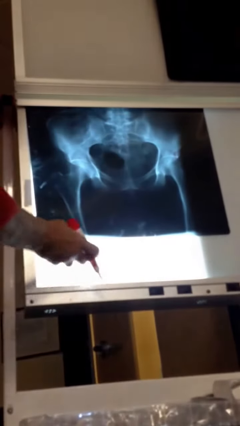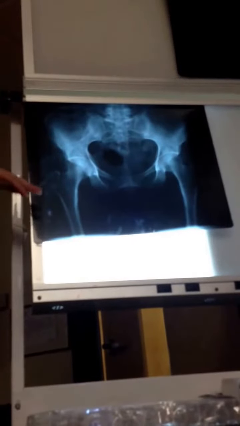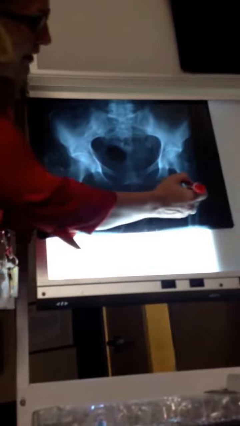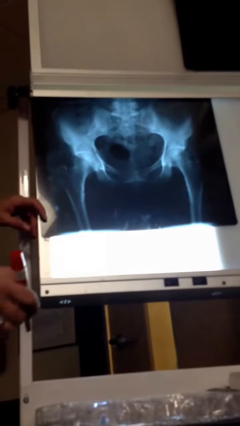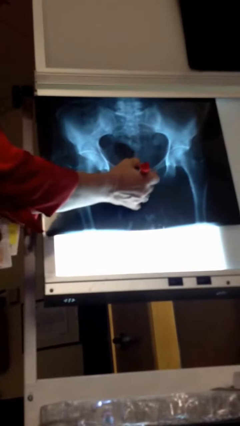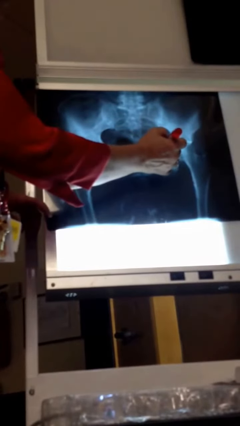Did they rotate the feet in significantly? I can see him peeking out. They did, but you can see just a little bit of this lesser trochanter, okay? Very narrow, right in there. Ischial spines are sticking way in there, okay?